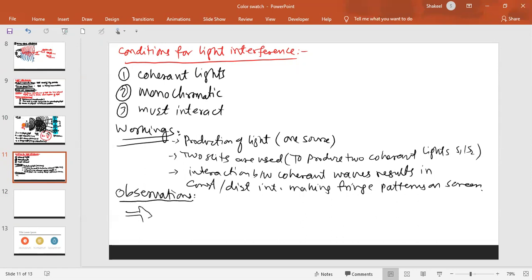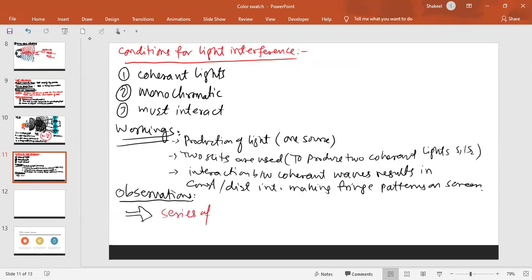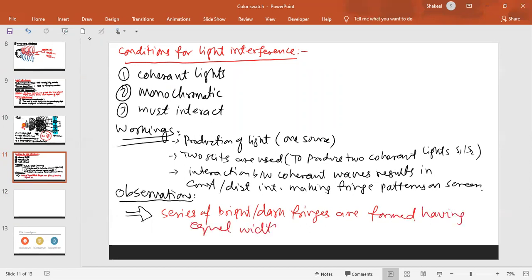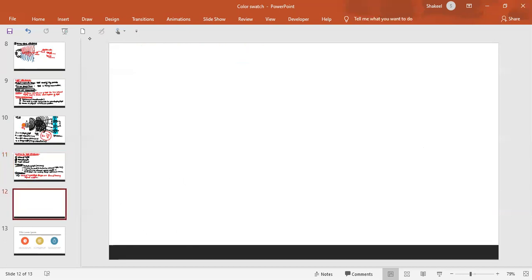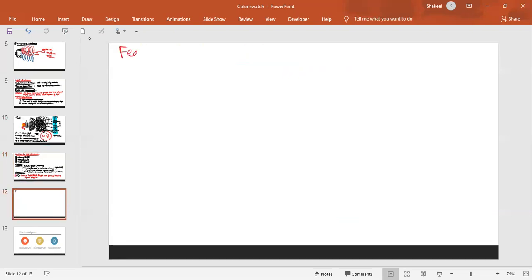Let's talk about observations. Observation number one is that a series of bright and dark fringes are formed, having equal widths. So equal widths of bright and dark fringes are observed there. Then let's talk about features of the fringe pattern.